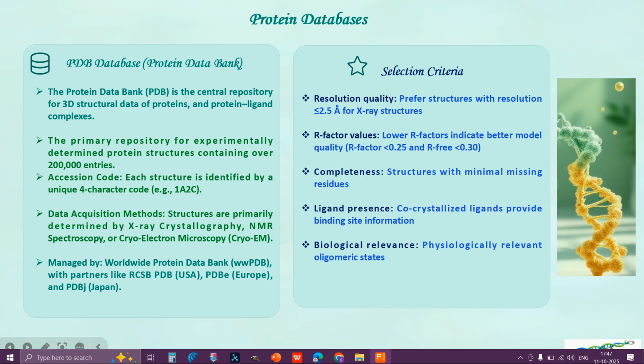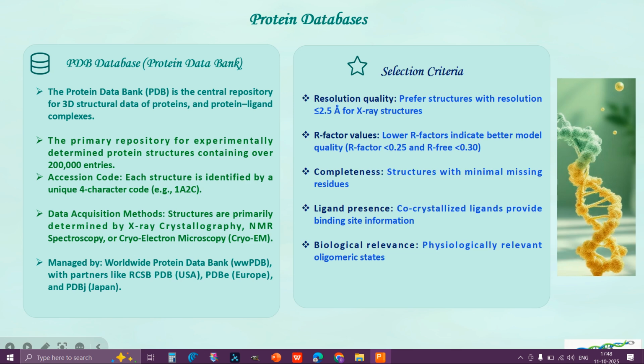Now each structure of the protein is identified and given a 4-character code. For example, 1A to C is the acetyl coenzyme, and 5OQW is a XIAP protein, which means X-linked inhibitor of apoptosis protein.